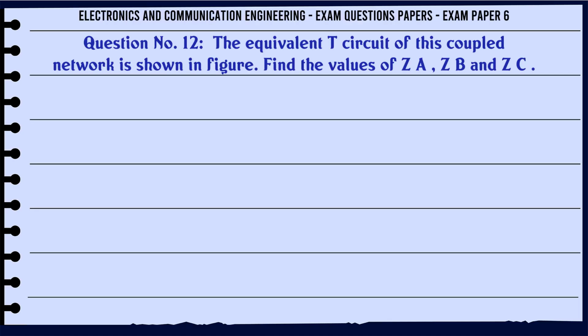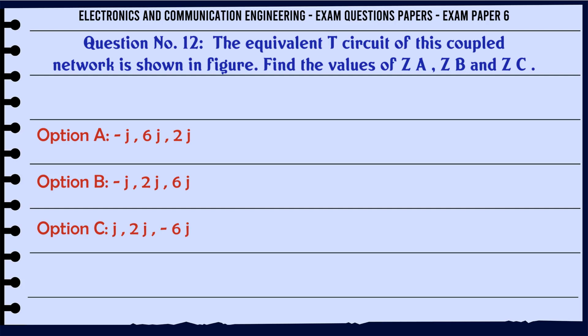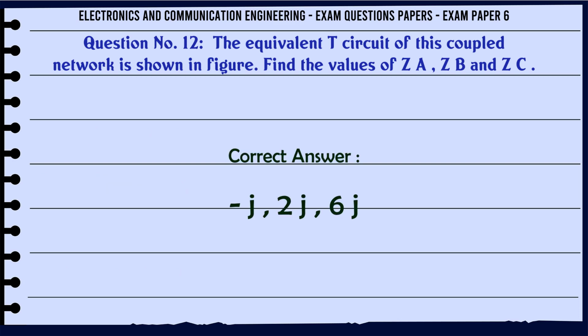The equivalent T circuit of this coupled network is shown in the figure. Find the values of ZA, ZB and ZC. Options A through D give values in terms of j. The correct answer is the option with j2, j6.